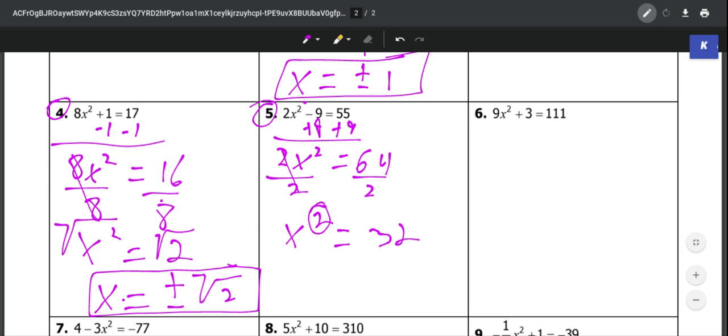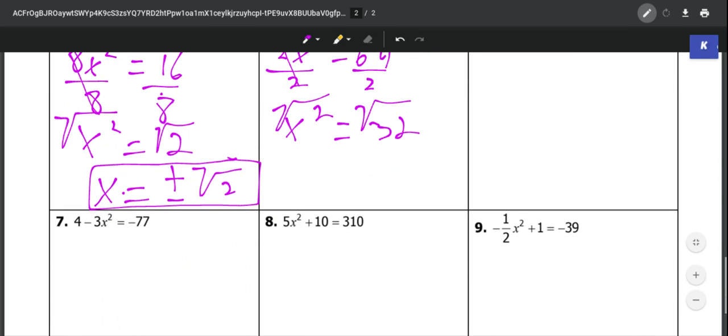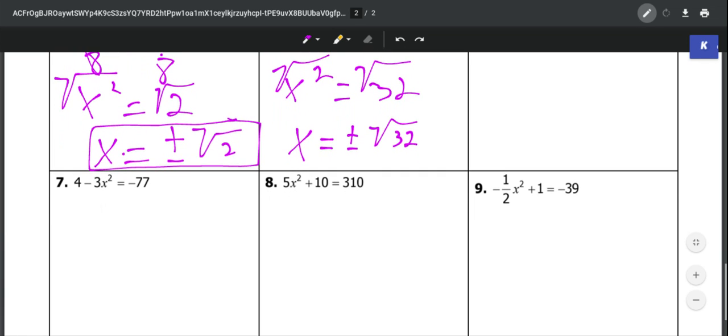Now to get rid of this exponent of 2, we're going to take the square root of both sides, which will leave us with x equal to plus or minus the square root of 32. But we're not done because this square root of 32 can break down. So just visually look past that.